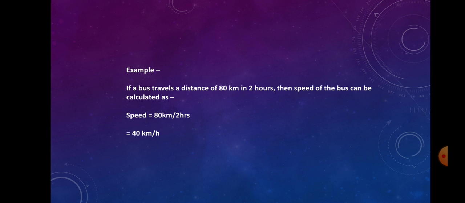Now an example of calculating speed. If a bus travels a distance of 80 km in 2 hours, then the speed of the bus can be calculated as speed equals 80 km divided by 2 hours, which equals 40 km per hour.